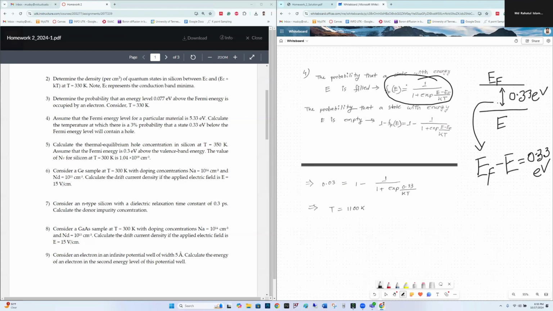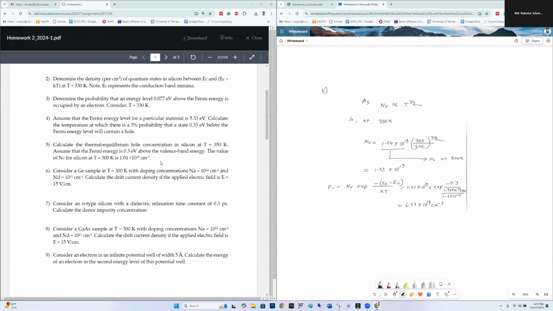So in this equation, just put the same f of E here, and you will get the probability of containing a hole. Then you just plug in the numbers, E minus EF. There is a little mistake here. We have EF minus E equal to 0.33 electron volt, so E minus EF would be minus. This should be minus 0.33 electron volt. So there is a mistake in the solution. There will be a minus right here, and you calculate the equation. The ultimate result, the temperature value, is correct in the solution. So let's move to problem number 5.